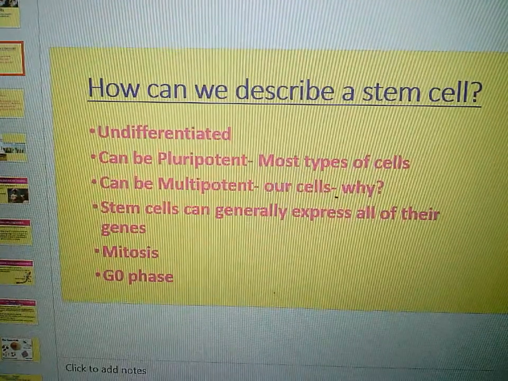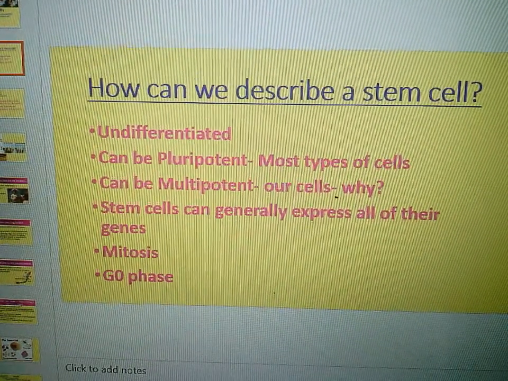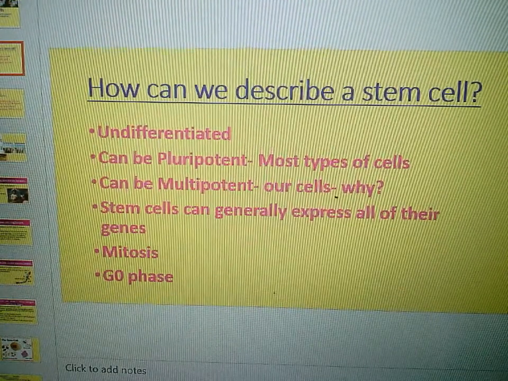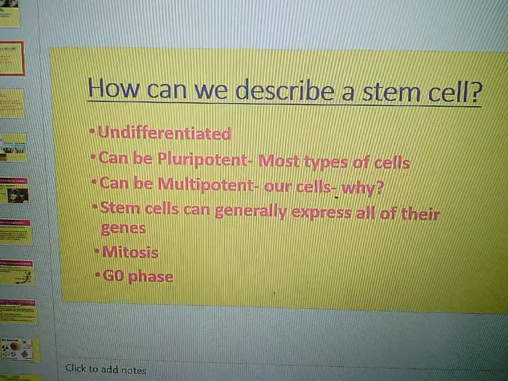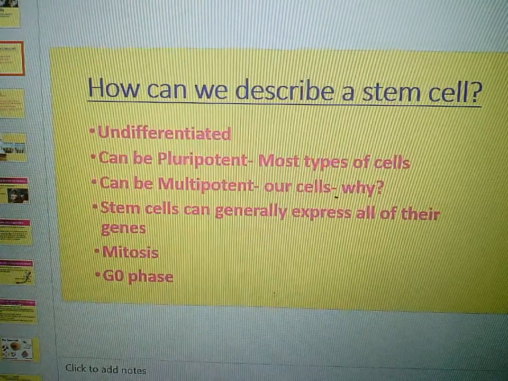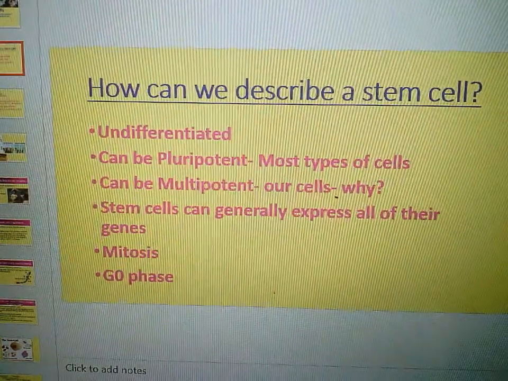So adult stem cells are multipotent. So for example, in our bone marrow, those stem cells can become any kind of blood cell. Platelets, red blood cells, any kind of white blood cell. What it can't do is become a muscle cell or a brain cell. So it's multipotent. It can become a selection of things.